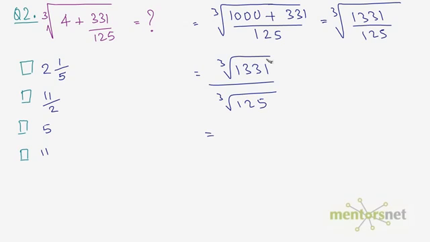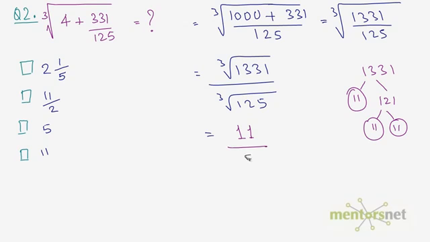So let us find the prime factors of 1331. 1331 cannot be divided by 2, it can't be divided by 3, 5, neither 7. Let us see if it can be divided by 11. Well, if you divide 1331 by 11, you get 121, and 121 is the square of 11. So 1331 is the cube of 11. So cube root of 1331 you get 11, and cube root of 125 you get 5.